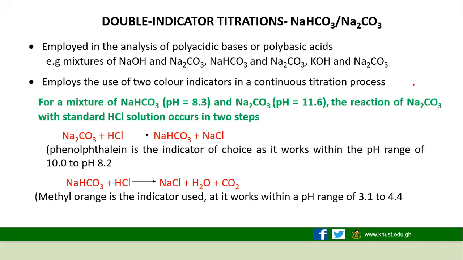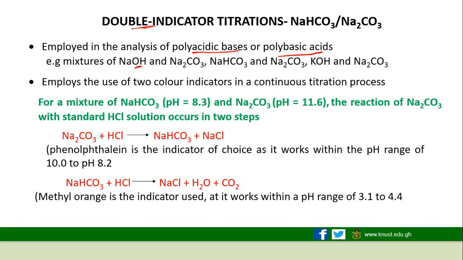Good. So the name is double indicator. The basic thing you should know is that we are employing two different indicators, and we'll talk about the two indicators as we go along. This method is employed in the analysis of polyacidic bases or polybasic acids. We can use it to assay a mixture.